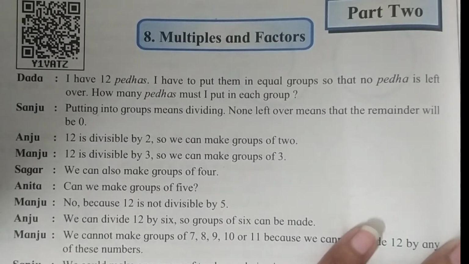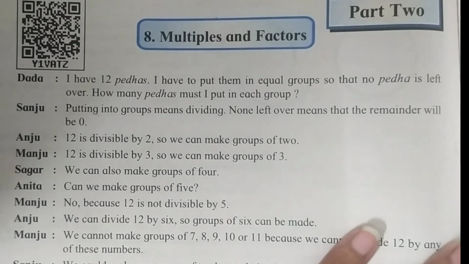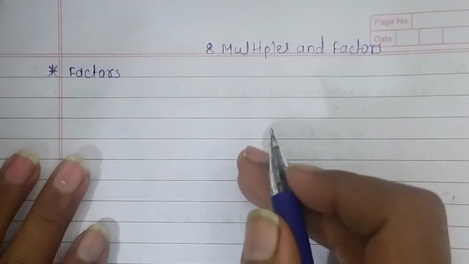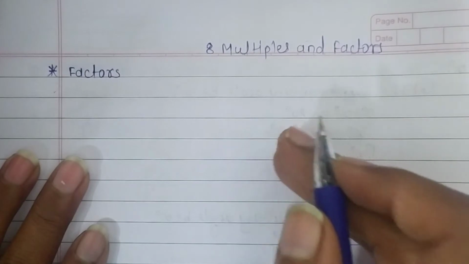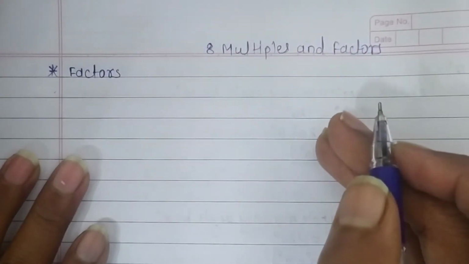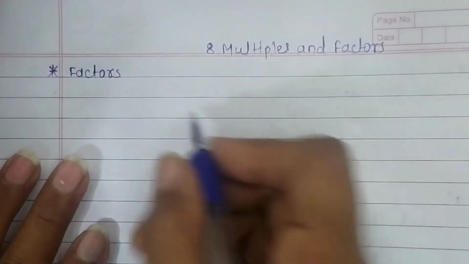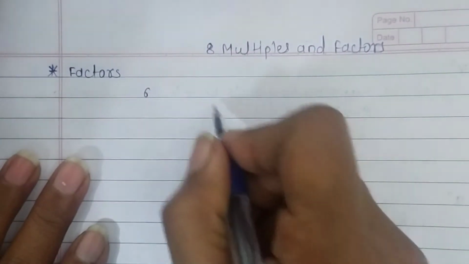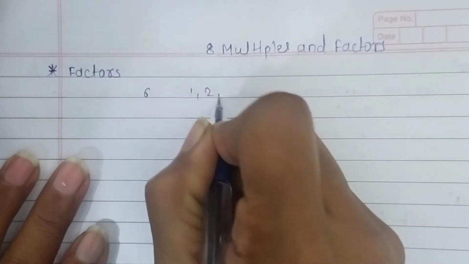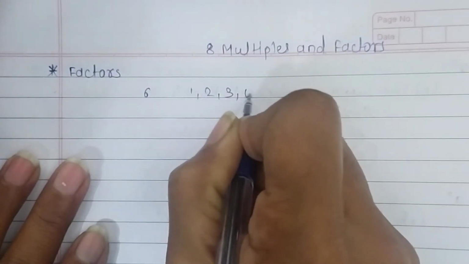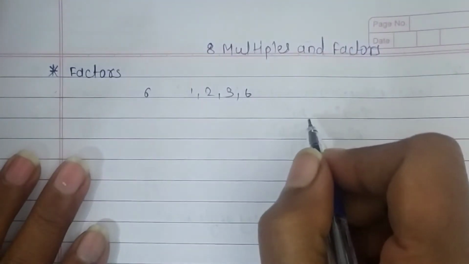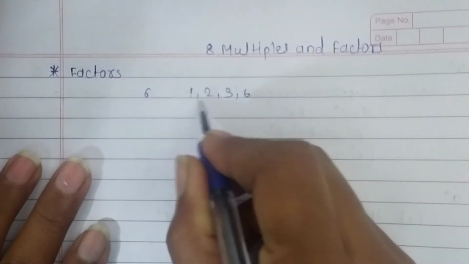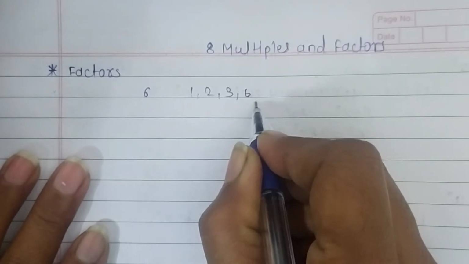So let's start. First of all, we are going to learn what factors are. Factors means we have to write the numbers by which the given number is exactly divisible. For example, look here, 6 is divisible by 1, 2, 3 and 6. When we divide 6 by these numbers, the remainder is 0.